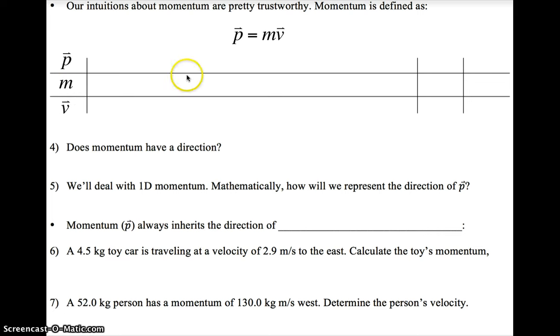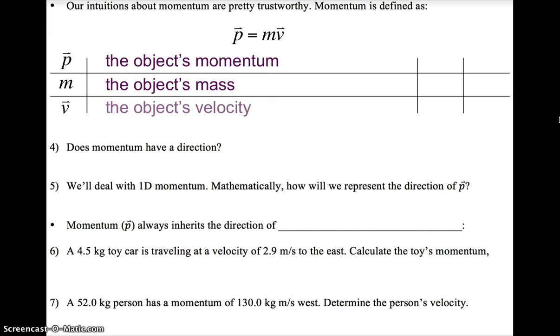In the equation, p stands for the object's momentum, m stands for the mass, and v stands for the object's velocity. We're using velocity, not speed. What's the difference? Remember that velocity has direction, speed doesn't. We measure velocity with meters per second.